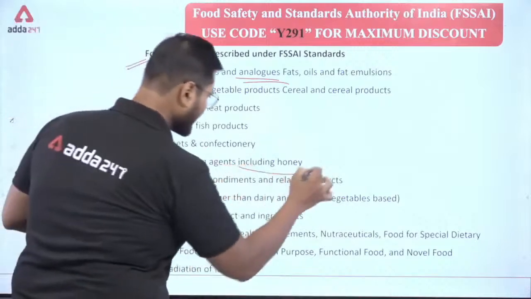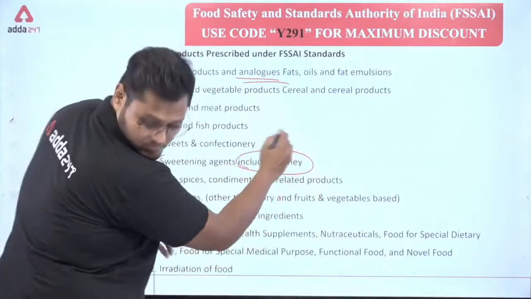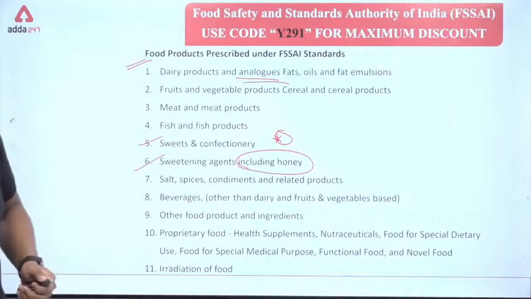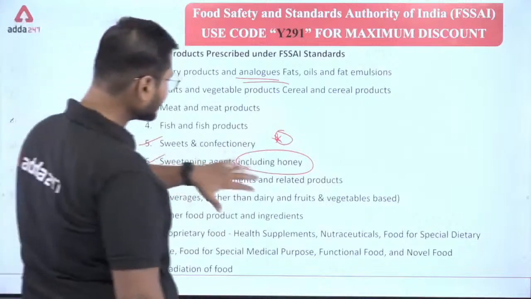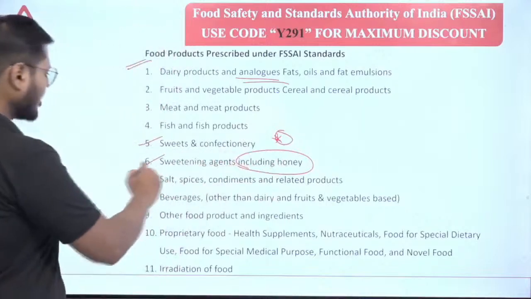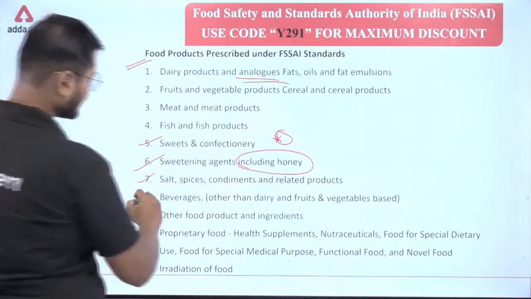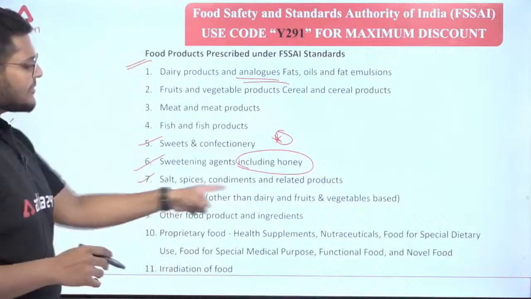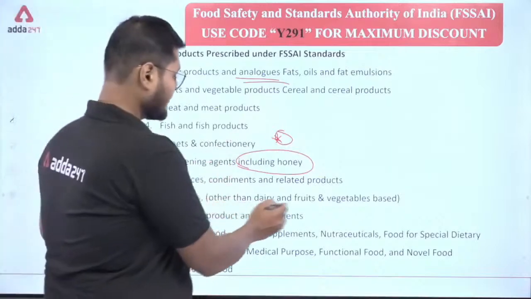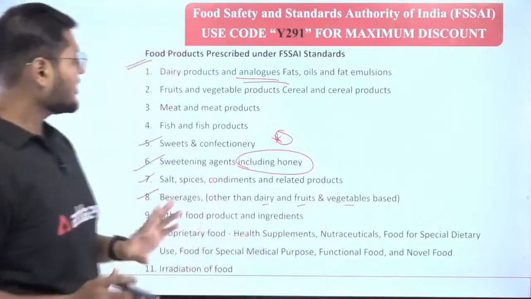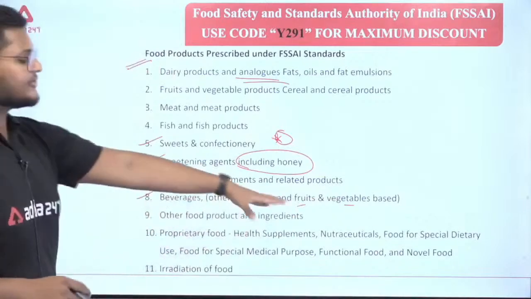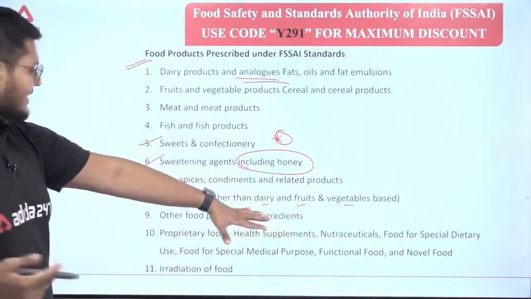Now here it's important, okay, you have to take care. Sweetening agents include honey also, then salt, spices, condiments and related products. Number 8, beverages, any kind of beverages, but they should not be dairy, fruit or vegetable based, because these kinds of beverages have a different category, okay.